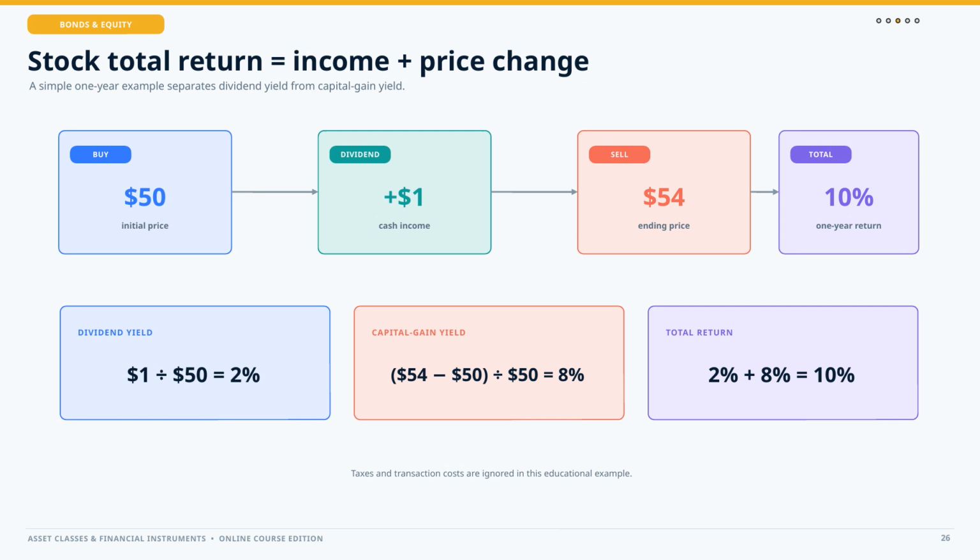A stock's total return has 2 parts, cash income and the change in market price. Suppose an investor buys a share for $50, receives a $1 dividend, and sells the share for $54 after 1 year. The dividend yield is 1 divided by 50, or 2%. The capital gain yield is 54 minus 50 divided by 50, or 8%. The total return is 10%. The formula also works when the price falls, producing a capital loss. Taxes, transaction costs, and the timing of cash flows are ignored here so that the basic decomposition remains clear.